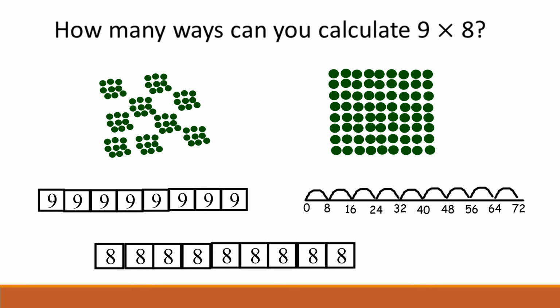How did you get on with that question? How many different ways were you able to find? Remember, you could use counters and you could arrange them into groups. You could arrange them into arrays, you could have drawn number bars and also a number line. And the answer to 9 times 8 is 72. So well done if you remembered any of those examples that we have learned so far.